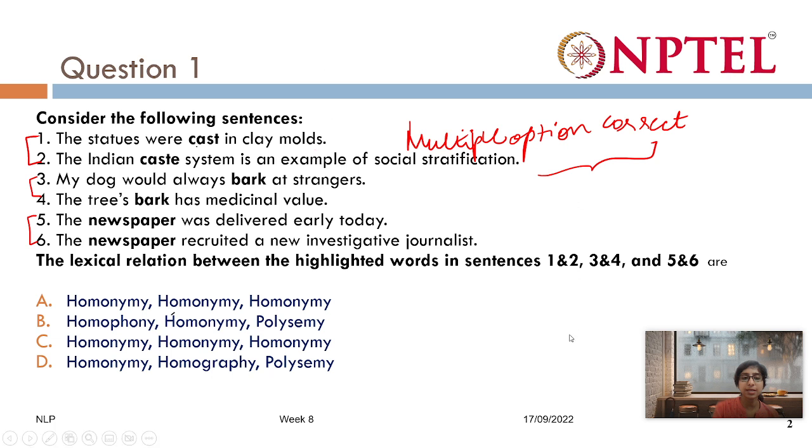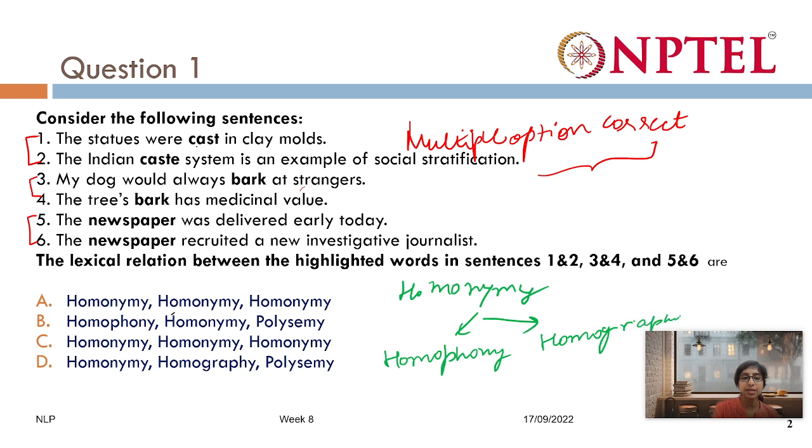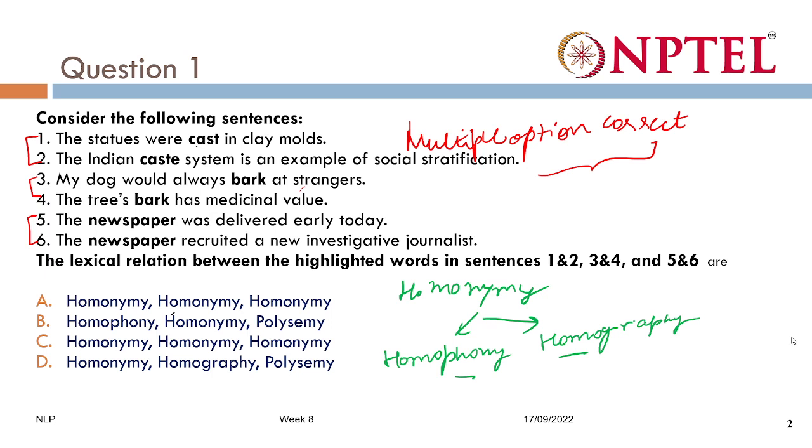I'll give you one hint. Homonymy is itself divided into homophony and homography. So you take this information into account when you are marking your options. This will help you to filter out the options.